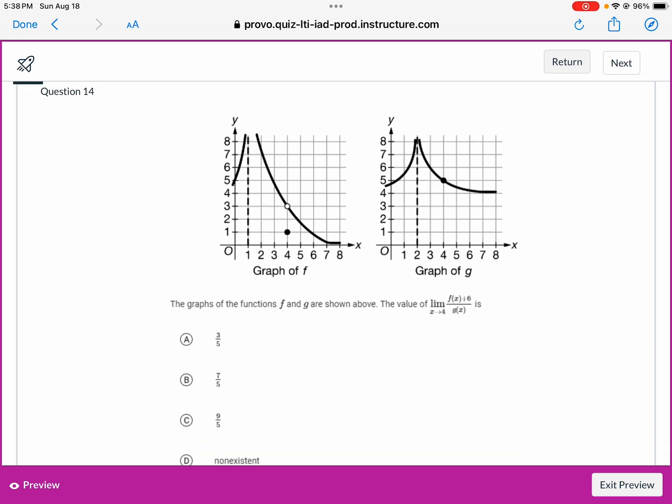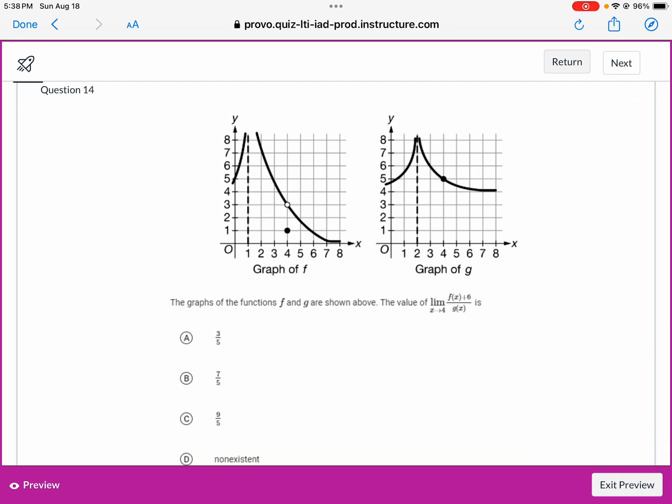Question 14. The graphs of functions f and g are shown above. We want the value of the limit as x approaches 4 of f of x plus 6 over g of x. If you're wondering what to do here, you can use your properties of limits, which allow you to break this down into pretty much 3 distinct limits, so long as the limit as x approaches 4 of that denominator does not equal 0. You can do a really quick check of that.